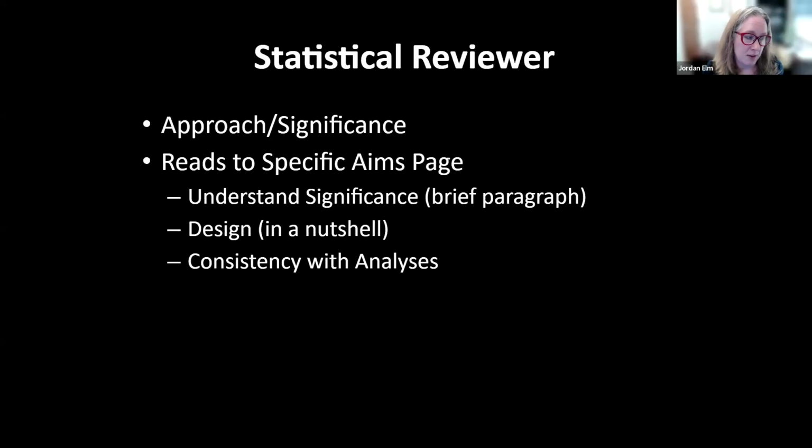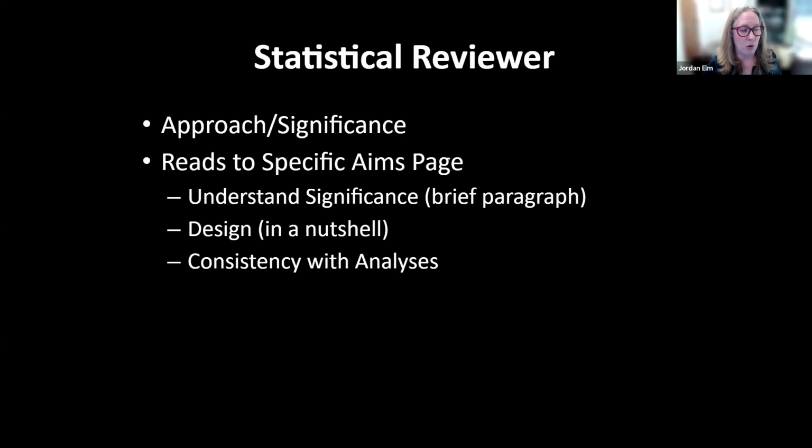Not always the case, but in some cases, especially if you're the secondary or third statistical reviewer, you might be just asked to look at the approach. And so you're really looking at, as Robert mentioned, the specific aims page as a roadmap to the application. Having that first understanding of what it is that you're trying to do in a nutshell, what's your design. I might not understand all of the science, but I'm going to understand at least what you're explaining to me is the significance of the science. And then I'm going to say, okay, this is the kind of design you're focusing on.